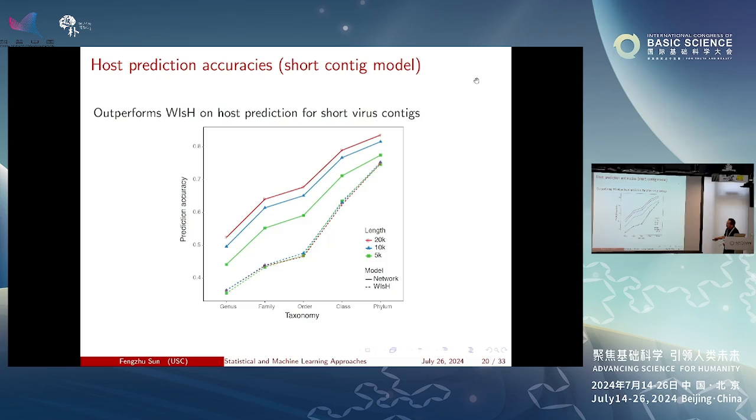sequence lengths. But when you use the integrative method, we can see here, this is for 5,000, again at a different taxonomy level. At 5,000 you have this one at the genus level, and when you have 10K, you get this one, and when you have 20K, you have this type of accuracy. So as the sequence length increases, you get higher accuracy, and the increase is not marginal.